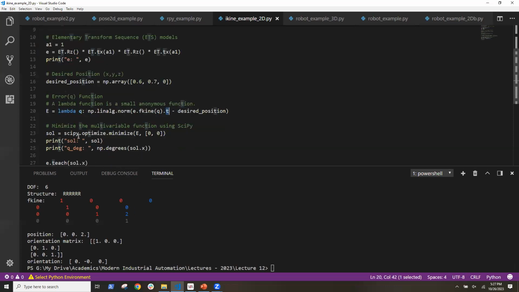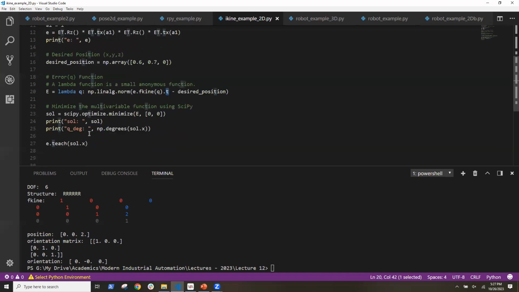And then here, I'm just going to print out the solution of the optimization. It may not converge on the solution, so I'm going to print it out and show you what's there. And if it does converge, I'm going to take the position component from that solution, and I'm converting it to degrees because the solution is in radians. And then I want to check my solution. So I'm going to put my solution back in just to verify I'm at my goal.